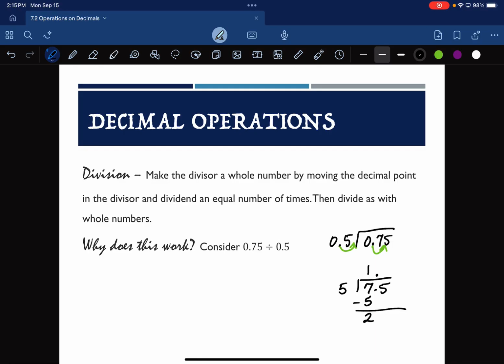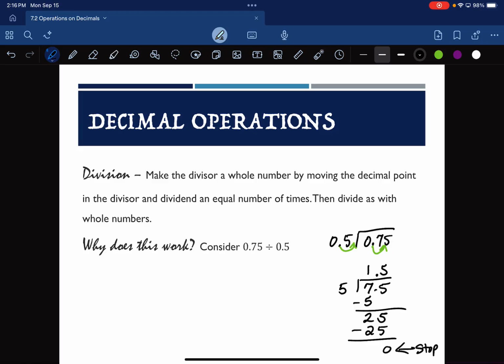I don't need to worry about dropping down the decimal. That part's irrelevant to what I'm doing in the division piece. I just need to drop down the 5. And then 5 goes into 25 5 times. So 5 goes above the 5 on the top. 5 times 5 is 25. I've got a remainder of 0, which tells me then I'm going to stop. Okay?